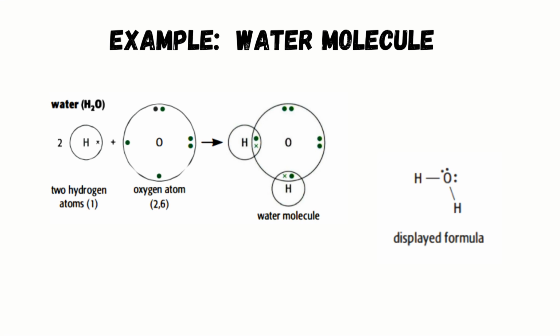Another example is the water molecule. Oxygen shares its electrons with 2 hydrogen atoms, forming 2 bonds, one each between O and H. The displayed formula is shown over here.